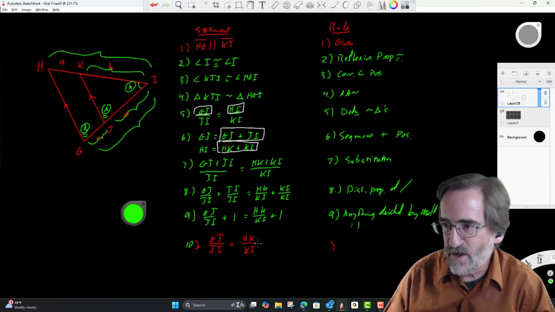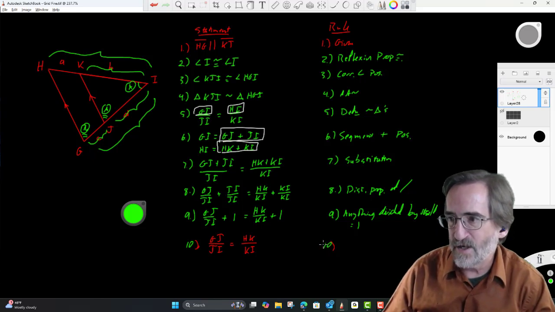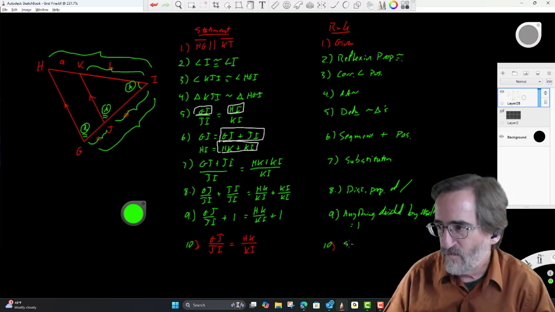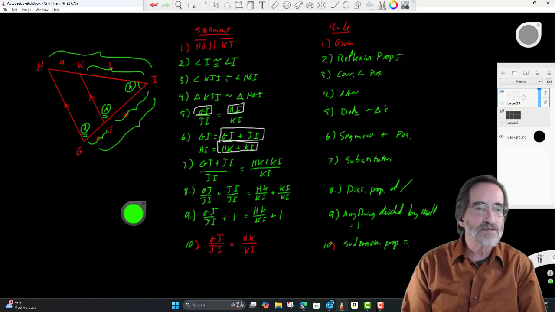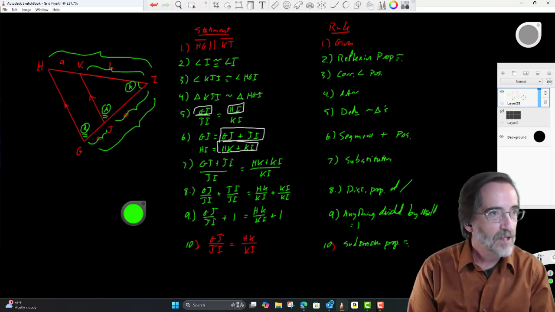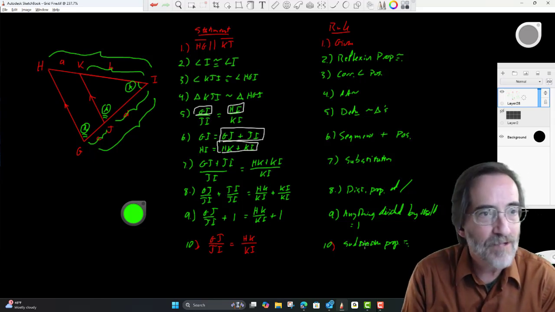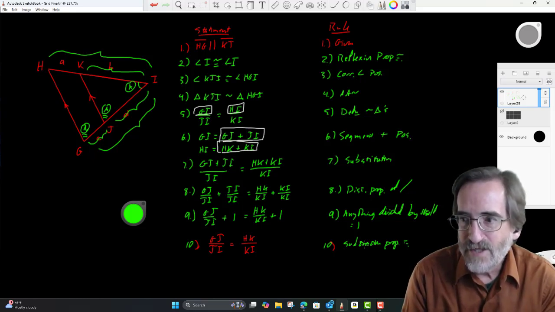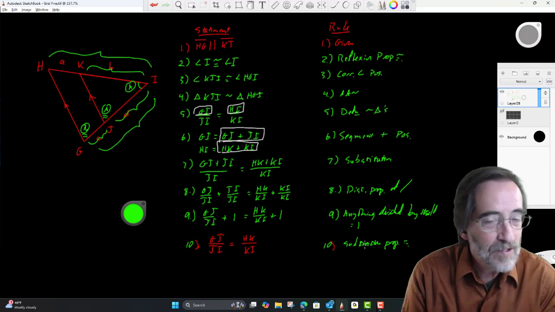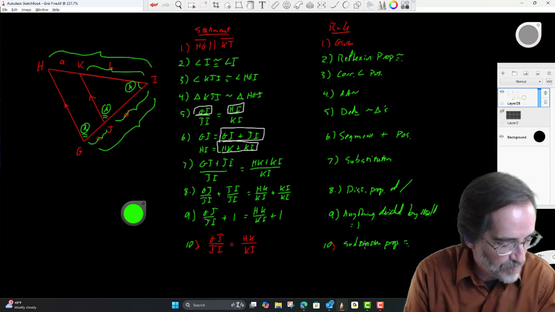Subtract 1 from both sides, and we get GJ is to JI as HK is to KI by the subtraction property of equality. Whew. All right, so that's the proof, and it only took a little over 10 minutes to do the proof. 10-step proof, fairly complicated, but your job is to turn that into a paragraph proof.